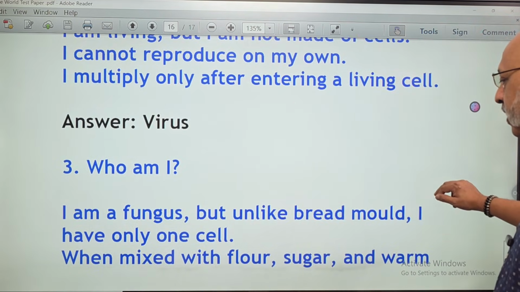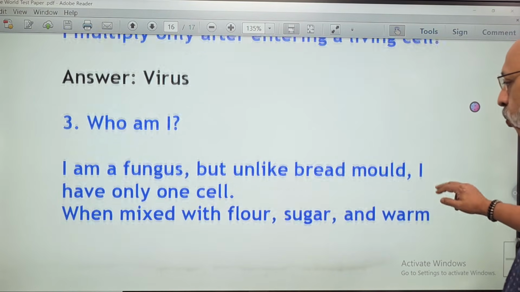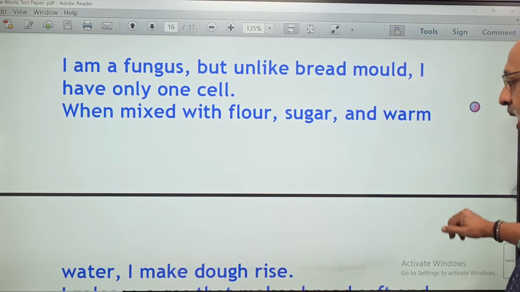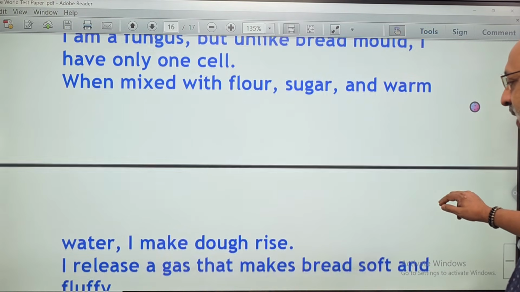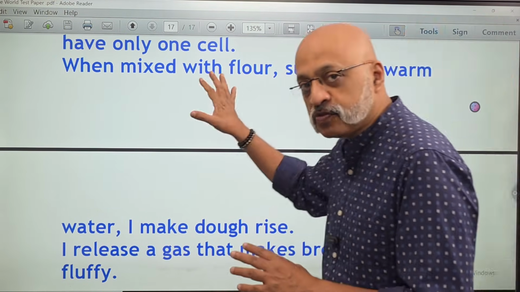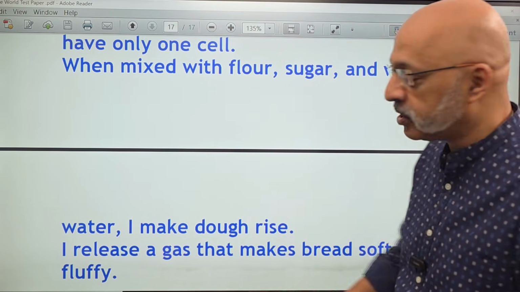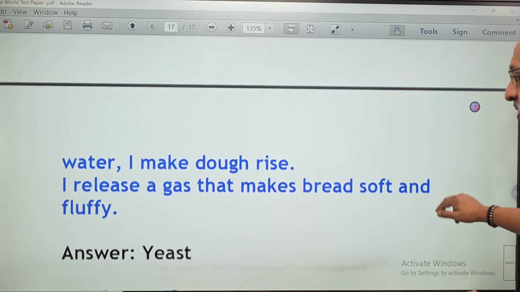I am a fungus, but unlike bread mold, I have only one cell. When mixed with flour, sugar, and warm water, I make the dough rise. I release a gas that makes bread soft and fluffy. Again, some of these questions we did in the MCQs, but you can always get these kind of slightly interesting questions. The answer is yeast.